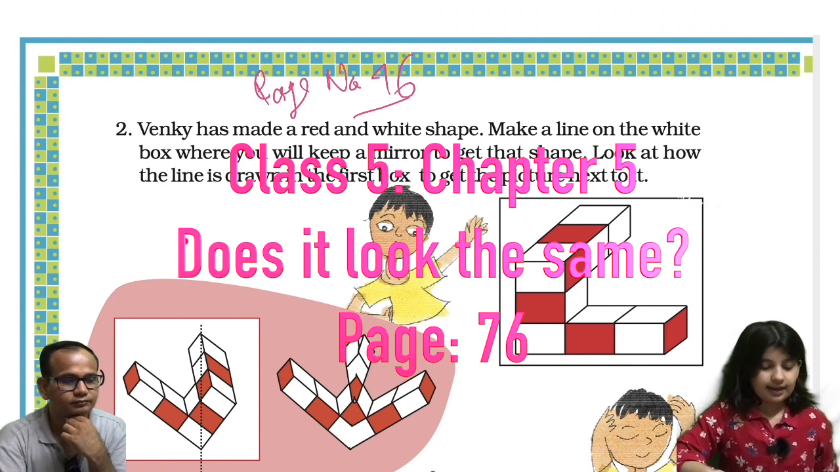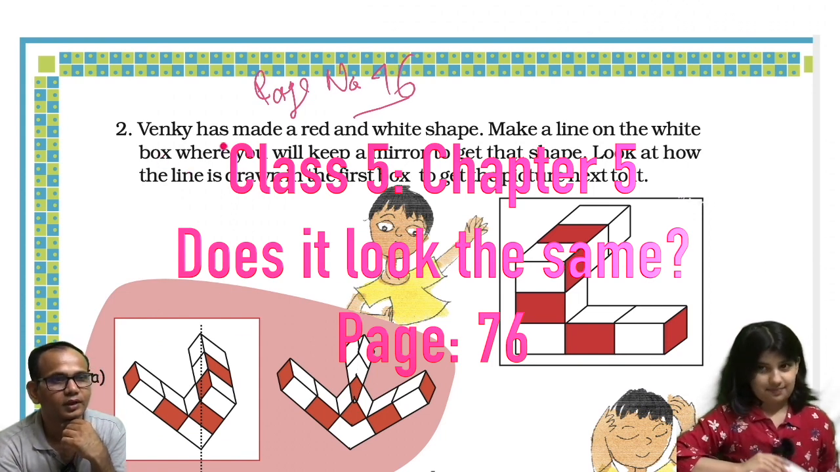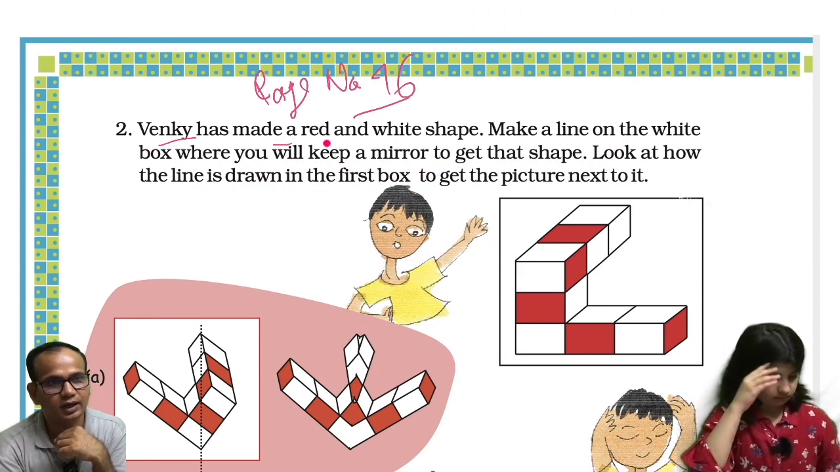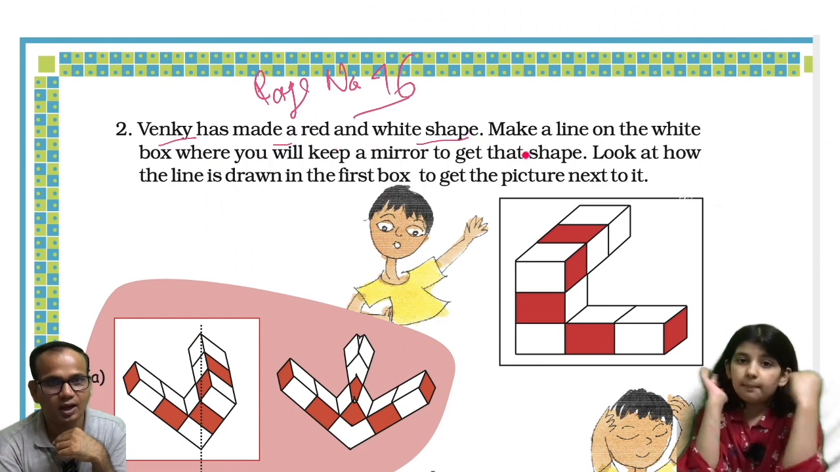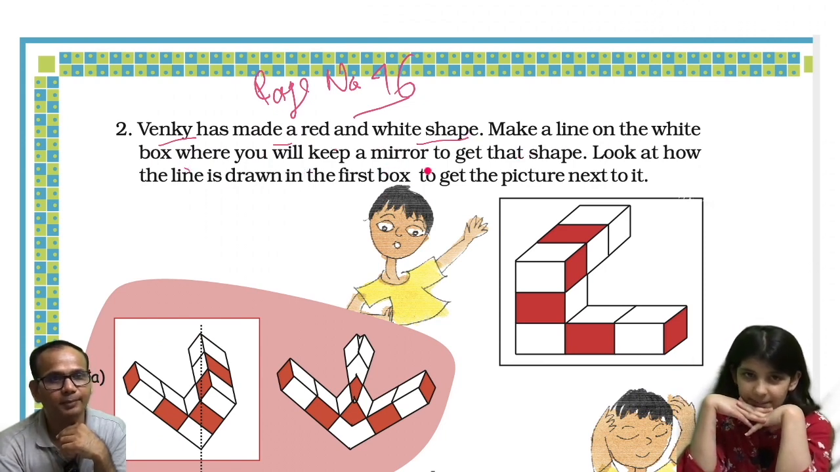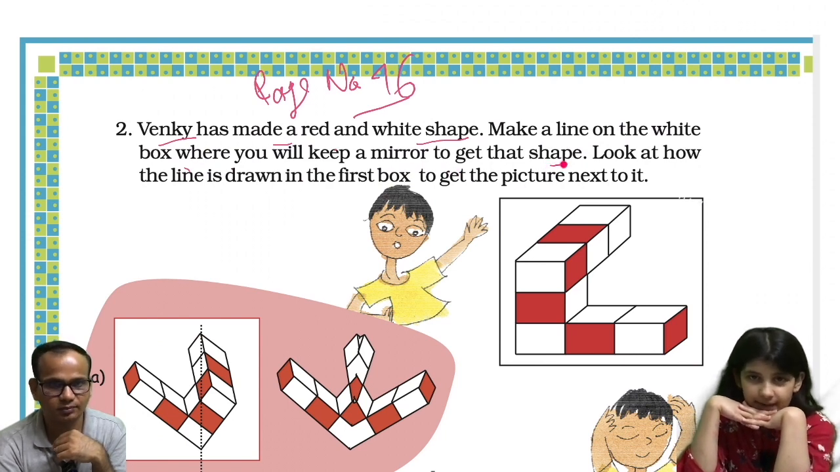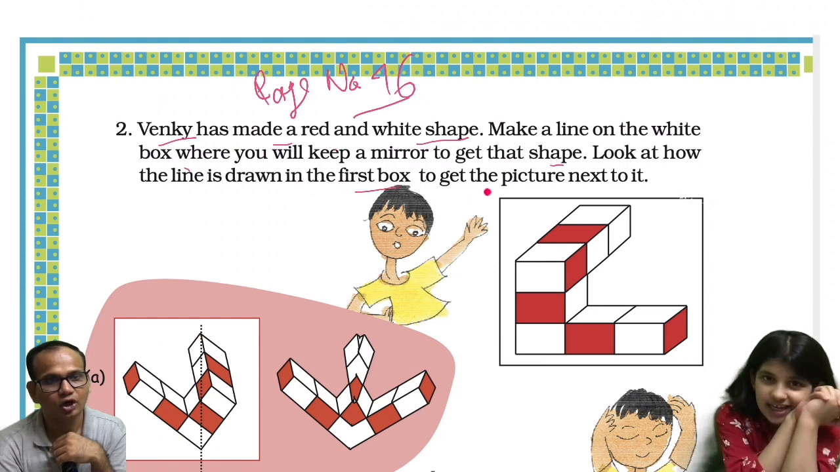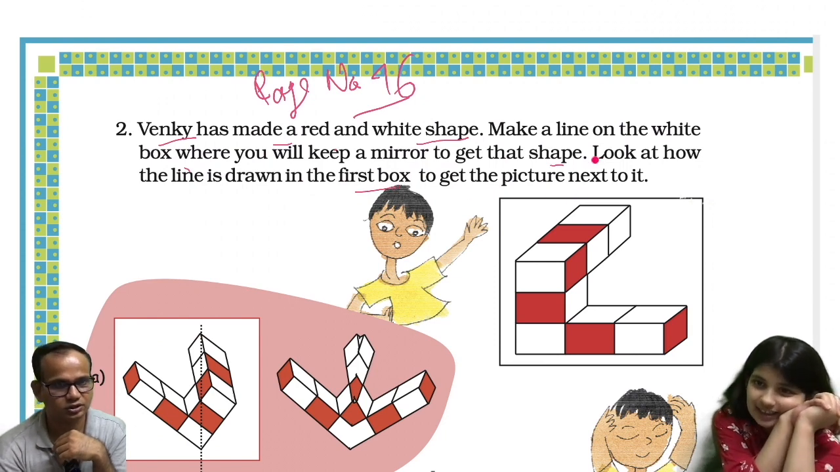Okay, and that's chapter 5. Second point, Venki has made a red and white shape. Make a line on the white box where you will keep a mirror to get the shape. Look at how the line is drawn in the first box to get the picture next to it.